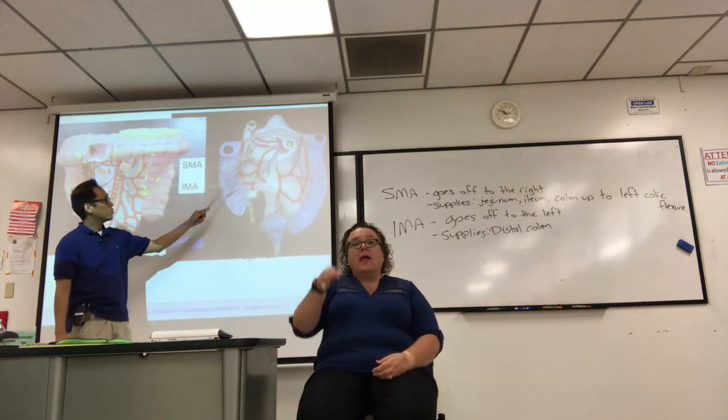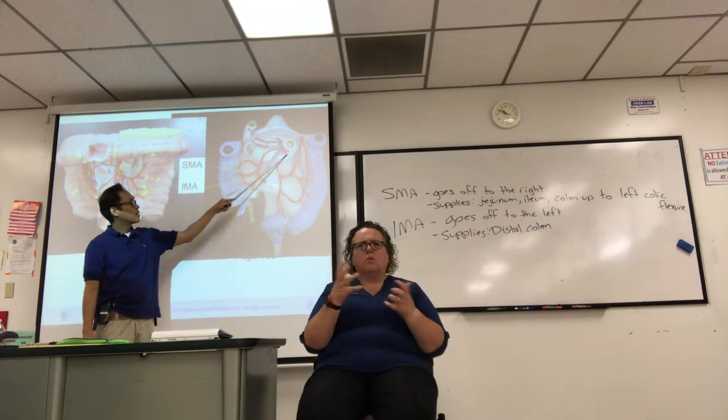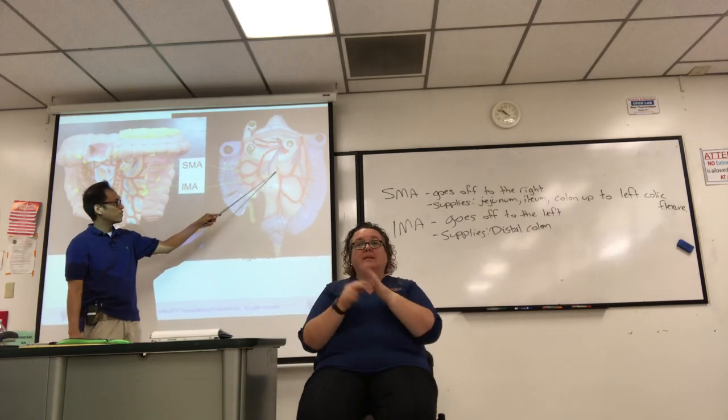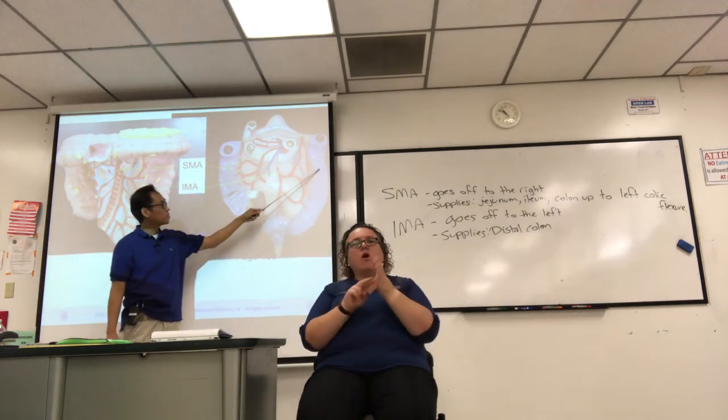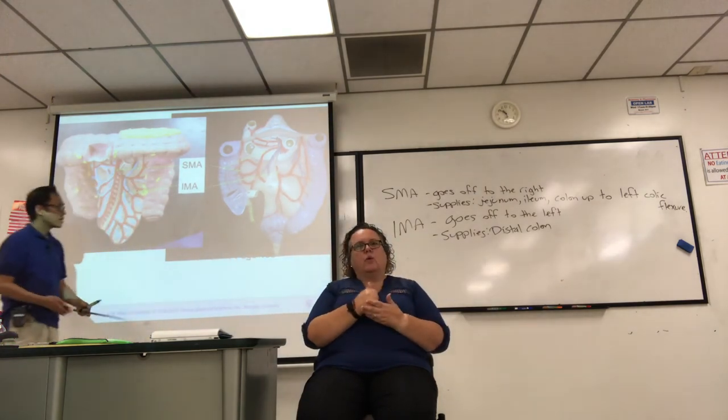How do I know that's the superior mesenteric artery? What's this green tube? Duodenum, it goes over it. So therefore, I deduce that one is inferior, and also I know it supplies blood to this. That's another clue I can use to identify it. Okay, that's a good picture to study.